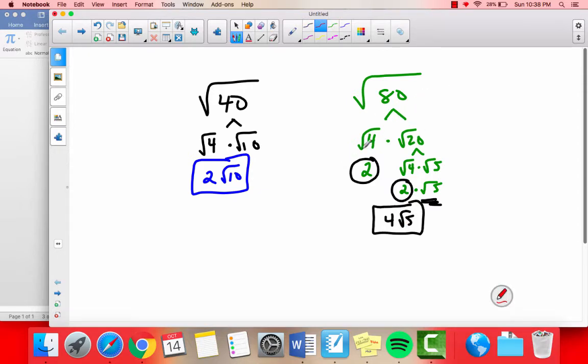Now, if you could have figured out that 16 and 5 got us 80, I could have started off with that right at the beginning. So I could have broken 80 into root 16 times root 5. And this would have saved us that extra step. But sometimes we don't think of those numbers right away, so maybe you find something smaller to work with first. That's perfectly okay as long as you reduce every square root down to its smallest possible roots, and then you'd be done.